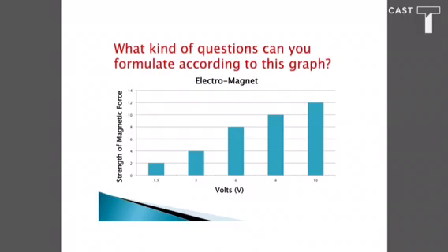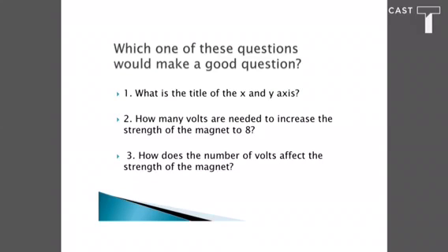Here's another data set. So again, what kind of questions can we formulate according to this graph? So here the title of the graph is electromagnet. On the y-axis we have the strength of the magnetic force. On the x-axis we have the volts. So here are three possible questions. Which one's a good question?